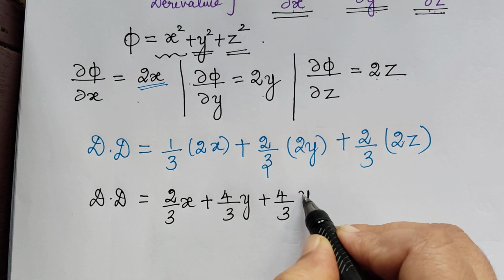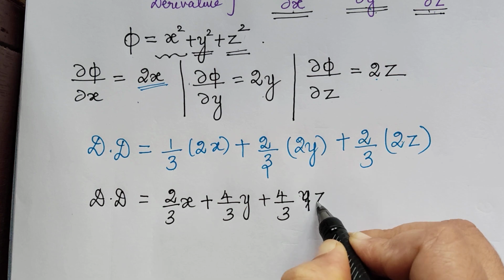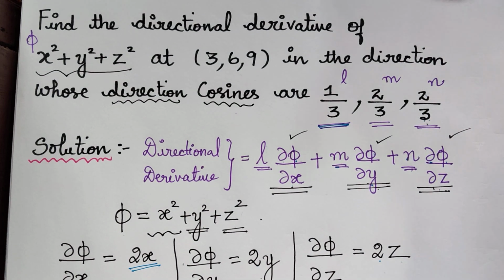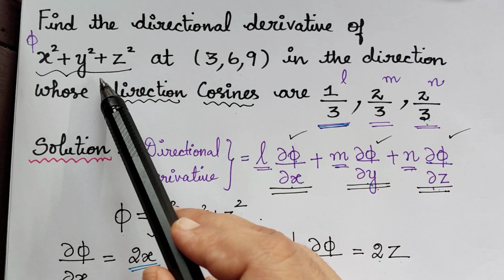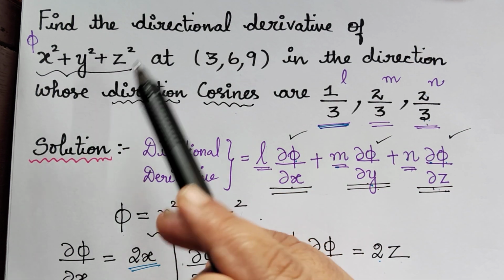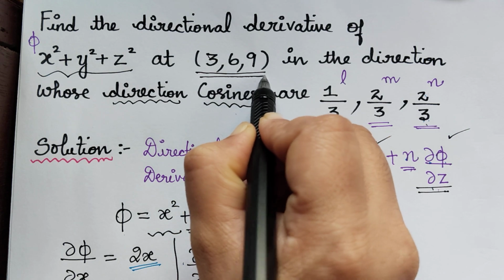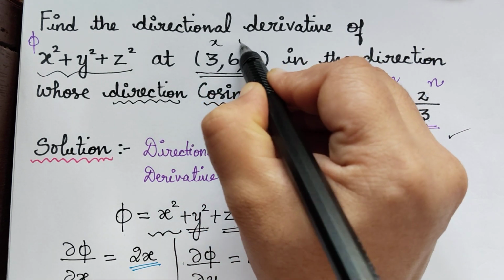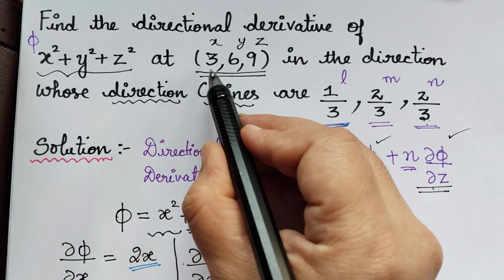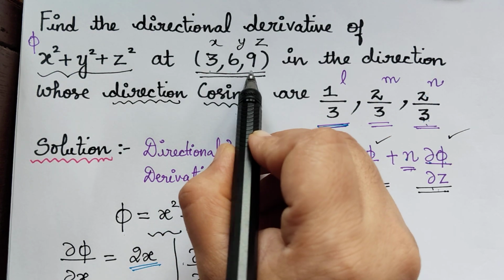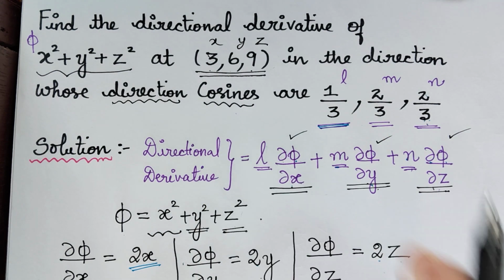Now what we have to do is, here the question, read it carefully, we have to find the directional derivative of this scalar point function at the point 3, 6, 9. So they have given the values of x, y and z. So what is the value of x? It is 3, y is 6 and z is 9. So at this point we have to find.